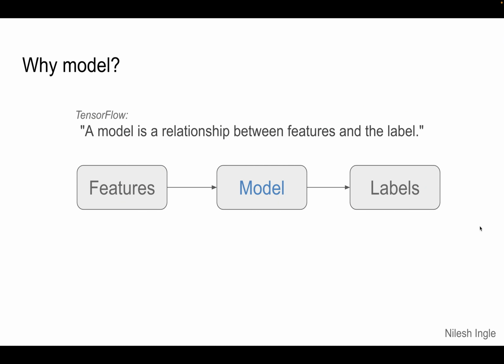A model is essentially a relationship between the features that we have in the data set and the labels. A model would have the weights associated with each of the features, and together the mathematical formulation would be a model that helps us connect the features with the labels.